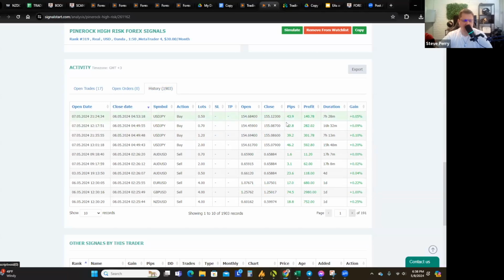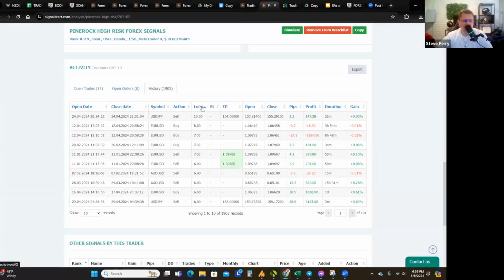You can search by date. You can search by lot size. Oh, that's the thing I wanted to show you. So when you're evaluating a copy trader, I like to filter by their lot size. And so the biggest lot size this guy's ever taken was a 10.0 contract on the USD JPY, and that was back on the 24th of last month, actually. So that was actually pretty recent. So pretty big trade on USD JPY.